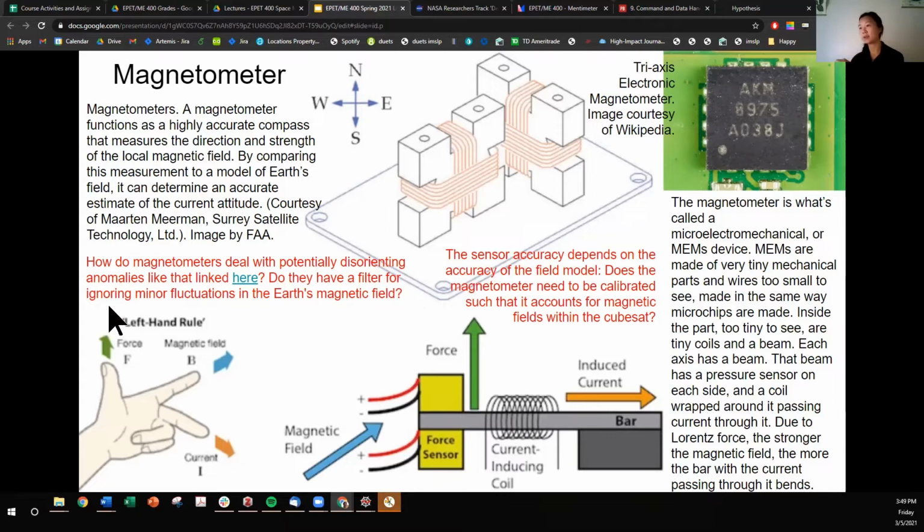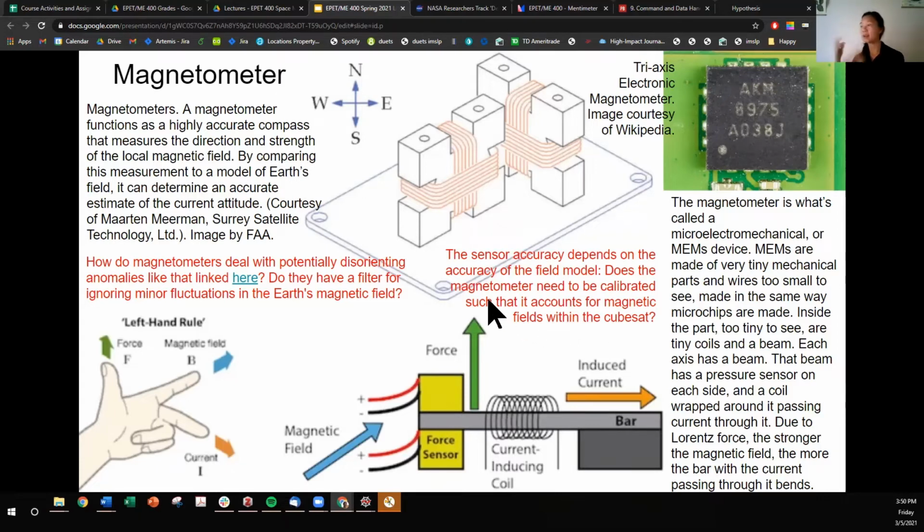Do they have a filter for ignoring minor fluctuations in the Earth's magnetic field? So absolutely. When you were reading about the determination chapter, there are filters that can deal with noise or perturbations in your measurements. So that's a good result. The sensor accuracy depends on the accuracy of the field model. Does the magnetometer need to be calibrated such that it accounts for magnetic fields within the CubeSat? So yeah, I think that is a good way to go.